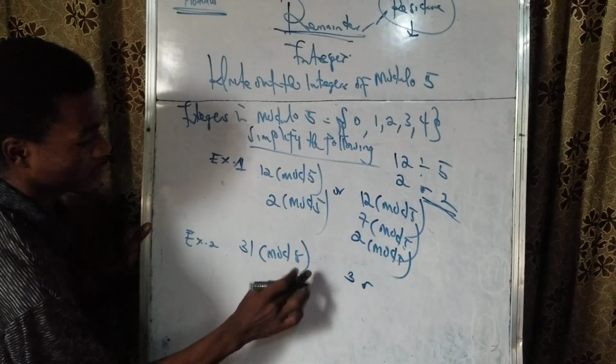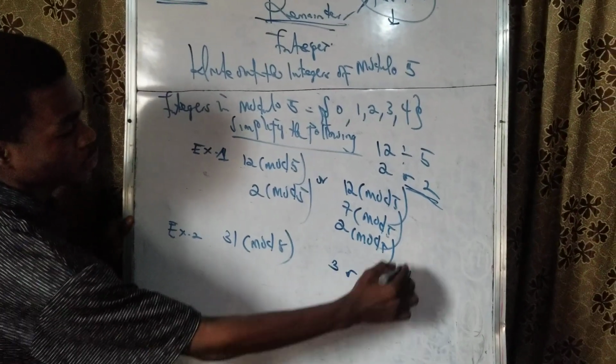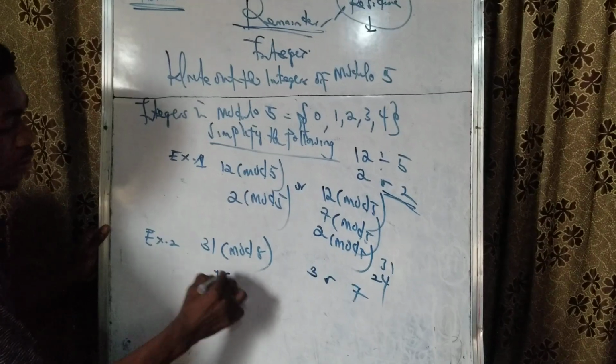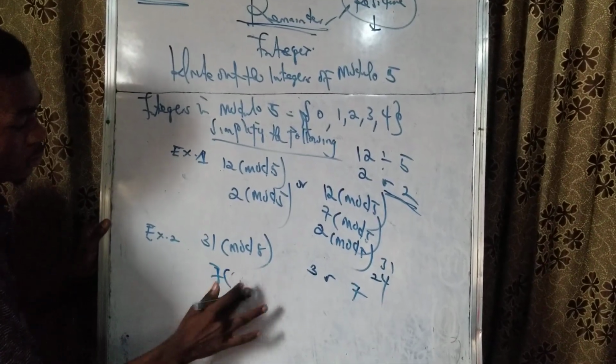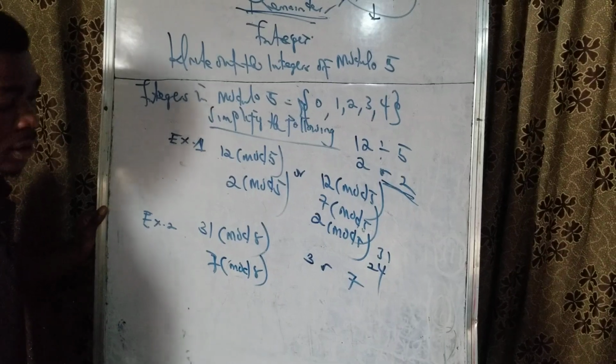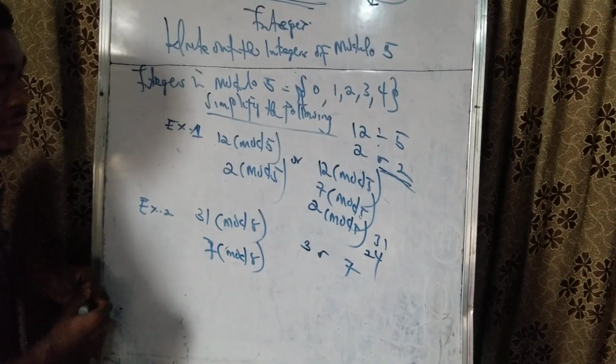Remainder. Because 8 times 3 is 24. So 31 minus 24, what are you going to have? You'll be having 7. So the answer is what? 7 mod 8. So we're having 7 mod 8.